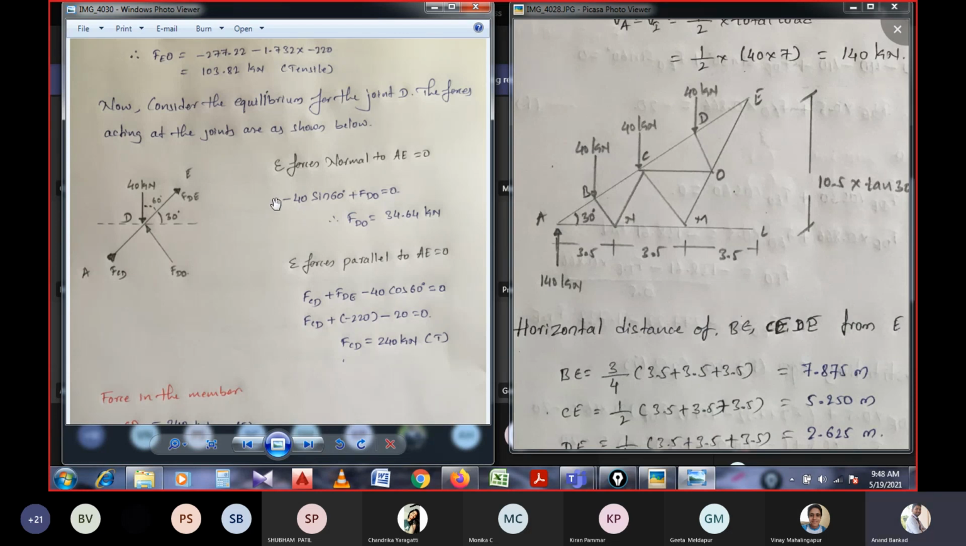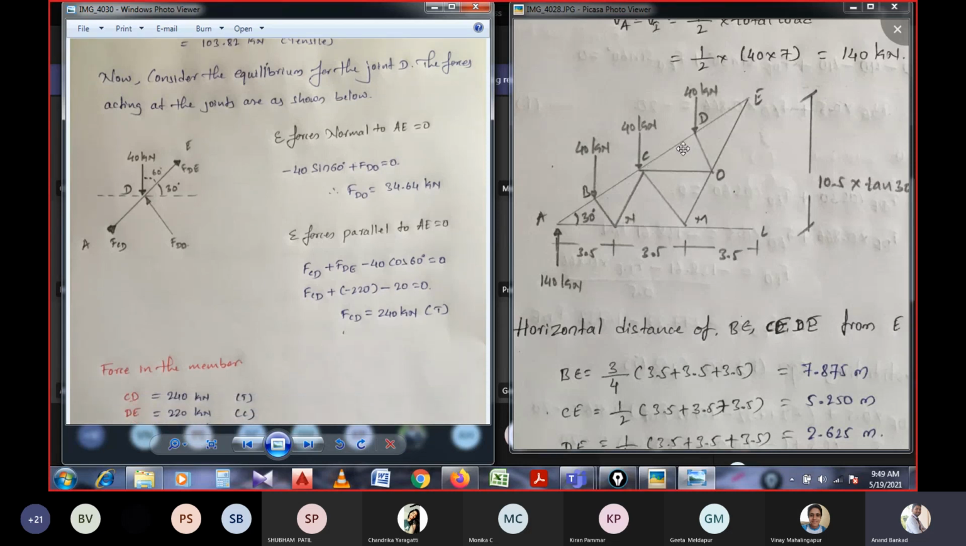So how is it done? Forces normal, meaning perpendicular to the member AE, is minus 40 sine 60. The angle of inclination is 60 degrees over here. If you take sine 60 to the normal, apart from that we have another force acting towards the top, FDO. So FDO, if you take the right hand side, will be 34.64 kilonewtons. So now FDO is calculated.